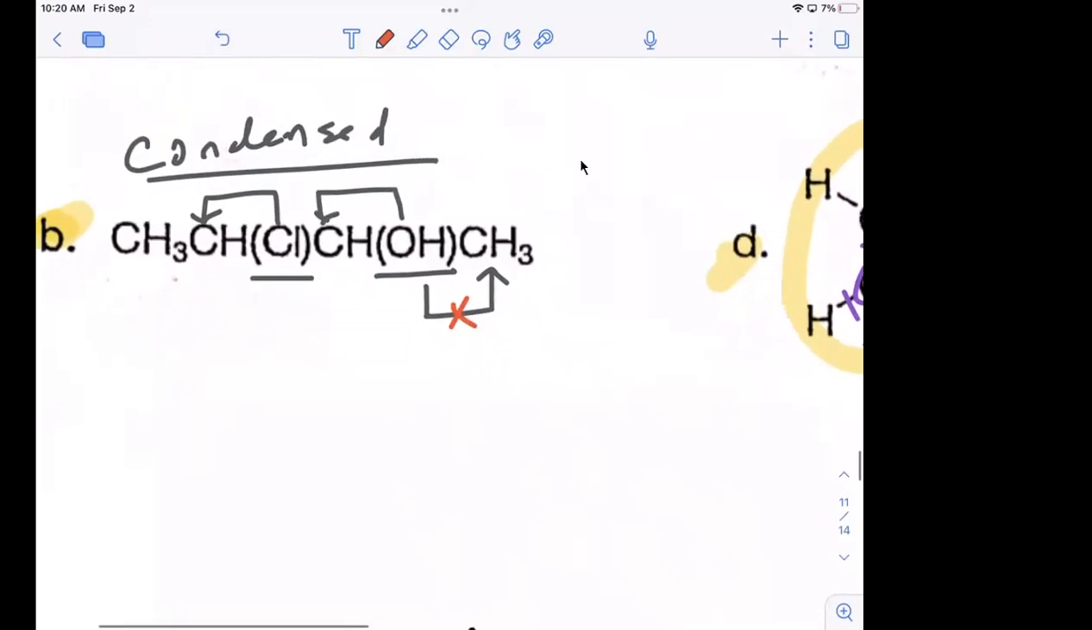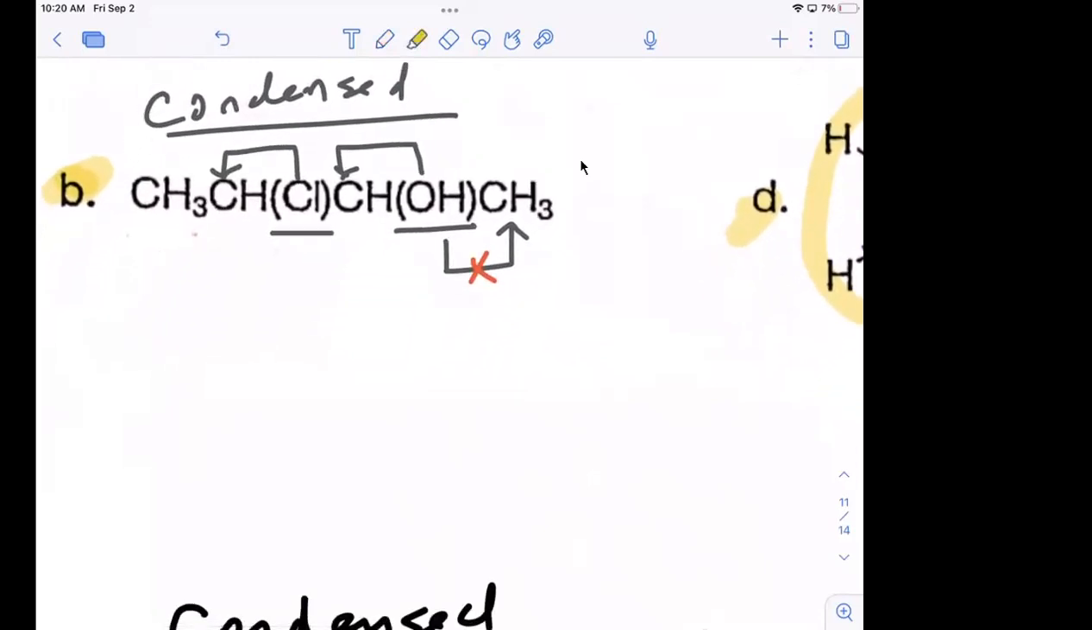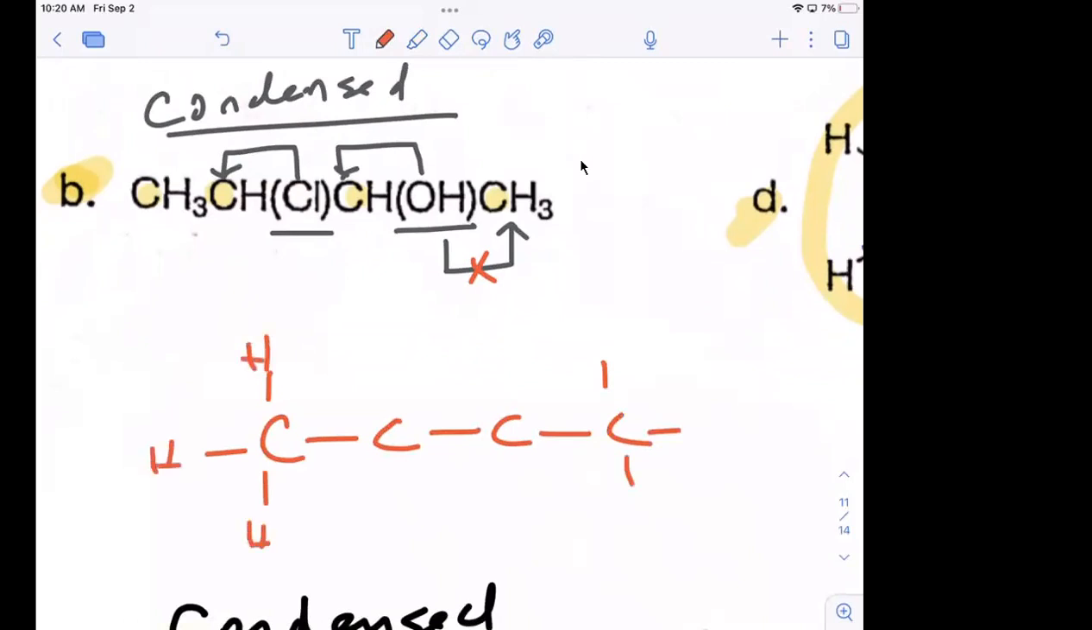So let's draw it out. So we got, let me see, 1, 2, 3, 4 carbons. So let's draw that out. Carbon. And then on the ends, we have CH3s. Right. The second carbon is a CH. And then I'm going to put that chlorine on it. And then the third carbon is a CH. I'm going to put the H down here. I'm going to put the OH there. Do you see what I mean?